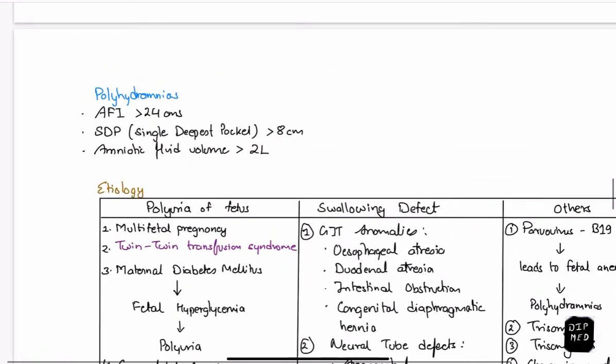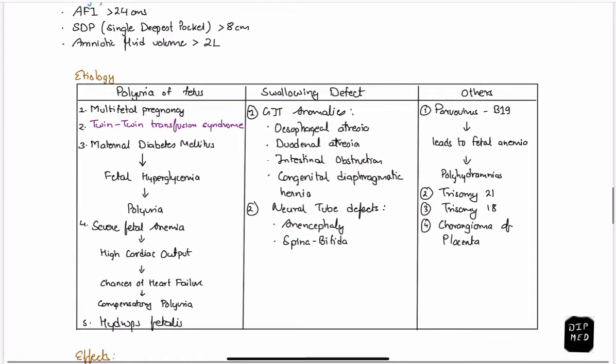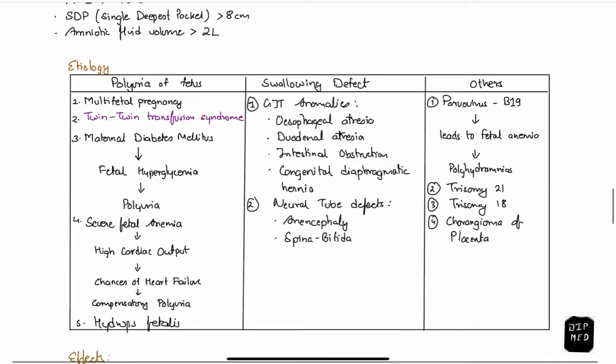Now let's talk about polyhydramnios in detail. We already know polyhydramnios is when AFI is more than 24 cm, or STP is more than 8 cm, or amniotic fluid is more than 2 liters. Etiology of polyhydramnios can be divided into three headings.